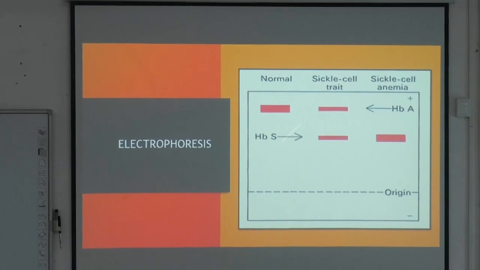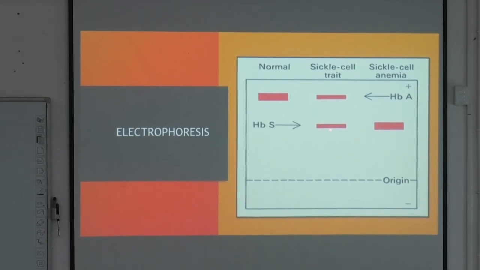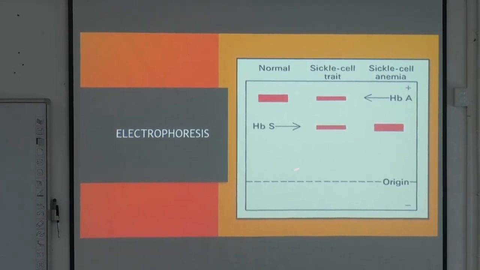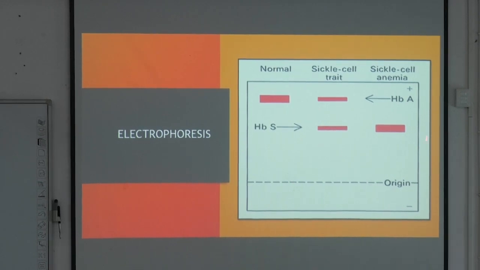It shows sickle cell trait and running of hemoglobin S towards the electrode. This is sickle cell anemia or homozygous state, and this is heterozygous state. In the homozygous state, the hemoglobin S content is double that of heterozygous. So in electrophoresis, for the homozygous state, sickle cell anemia, we can get this picture, and for sickle cell trait, we can get this picture.